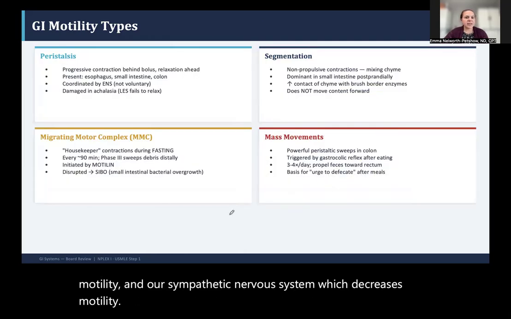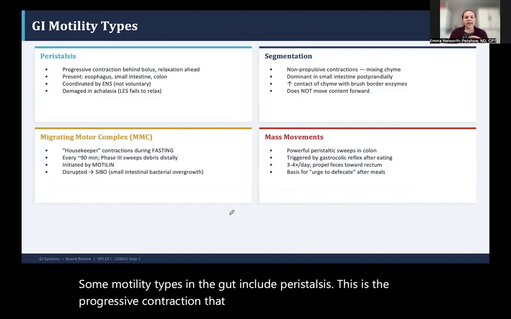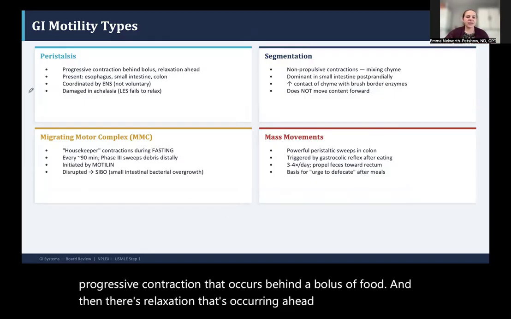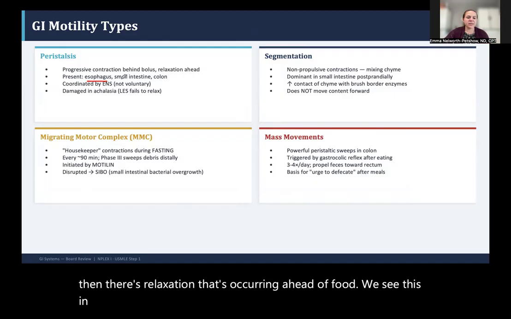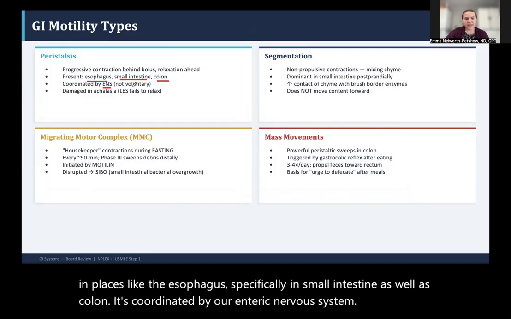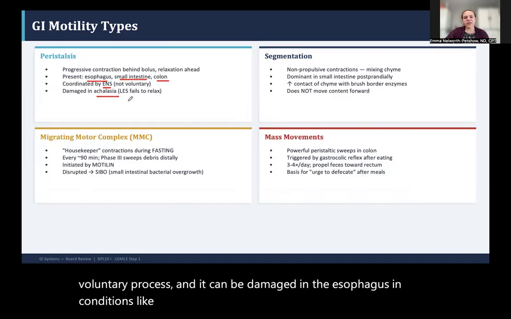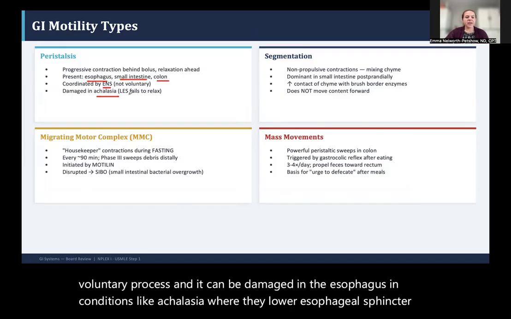Some motility types in the gut include peristalsis. This is the progressive contraction that occurs behind a bolus of food, and then there's relaxation that's occurring ahead of food. We see this in places like the esophagus, specifically in small intestine, as well as colon. It's coordinated by our enteric nervous system. This is not a voluntary process. And it can be damaged in the esophagus in conditions like achalasia, where the lower esophageal sphincter fails to relax.